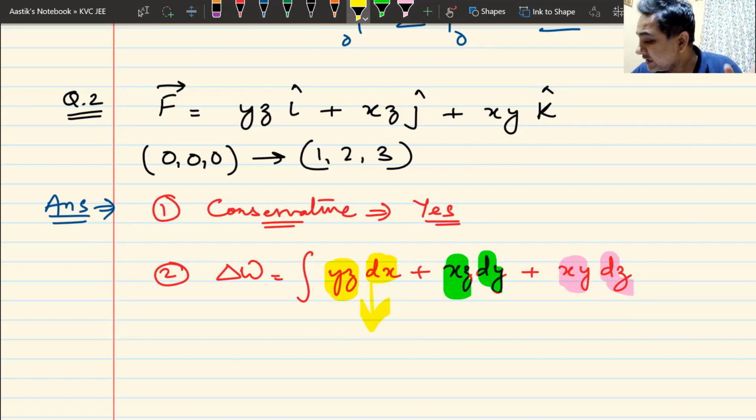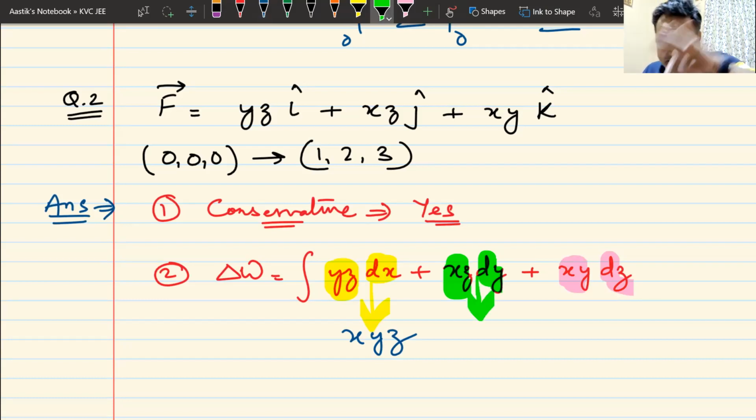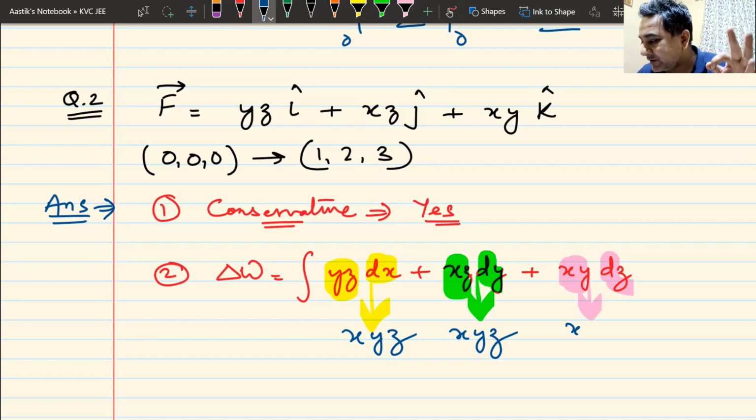So if I integrate this one separately, y and z going out, integral of dx, I will get xyz. Do we understand this? Yes, sir. You get xyz. I'll do the same thing with this one. x and z will be going out and I will just integrate dy. I'll get y. It again becomes xyz. The second one also becomes xyz. Repeat the same step with the third one. We'll again end up with xyz.